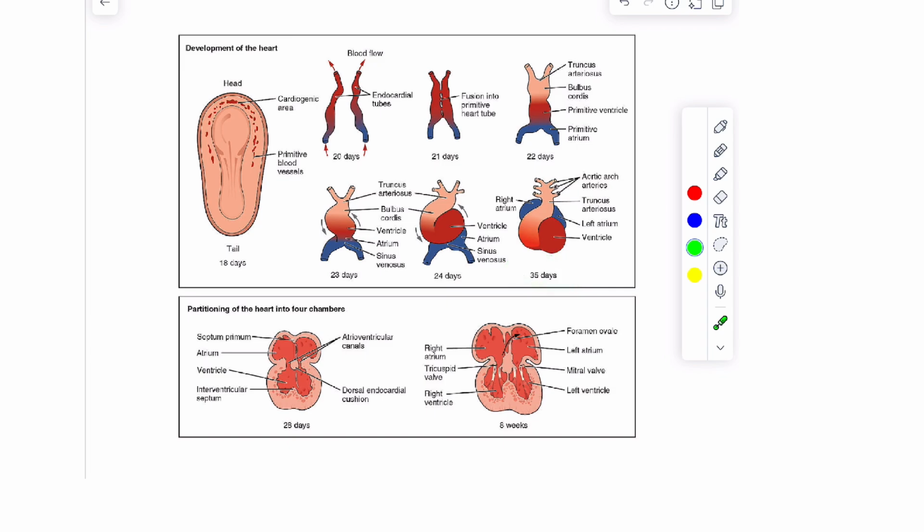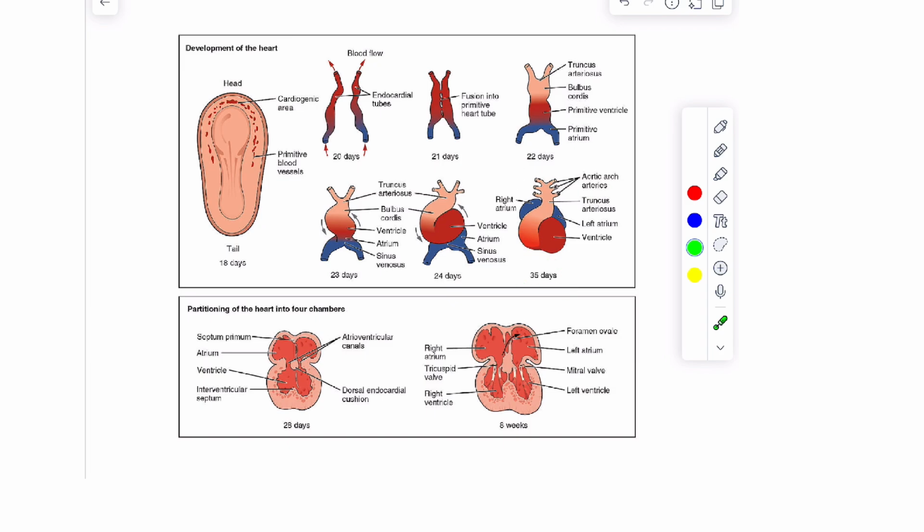First of all, what happens is this cardiogenic area develops into two endocardial tubes. These endocardial tubes, as we can see, there is a blood flow that has been shown. That means the blood flow through these tubes has already started by this time. Now what happens is these two endocardial tubes will fuse to form a primitive heart tube, and this primitive heart tube will be developed into the complete heart with all its chambers.